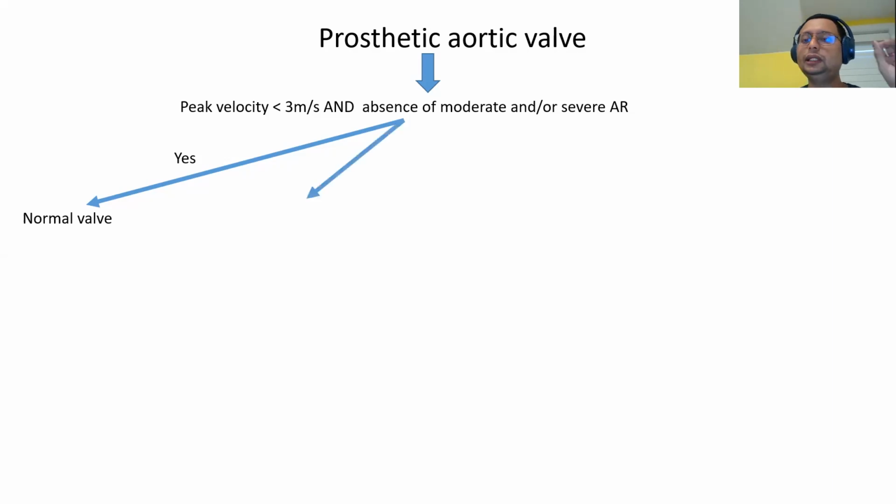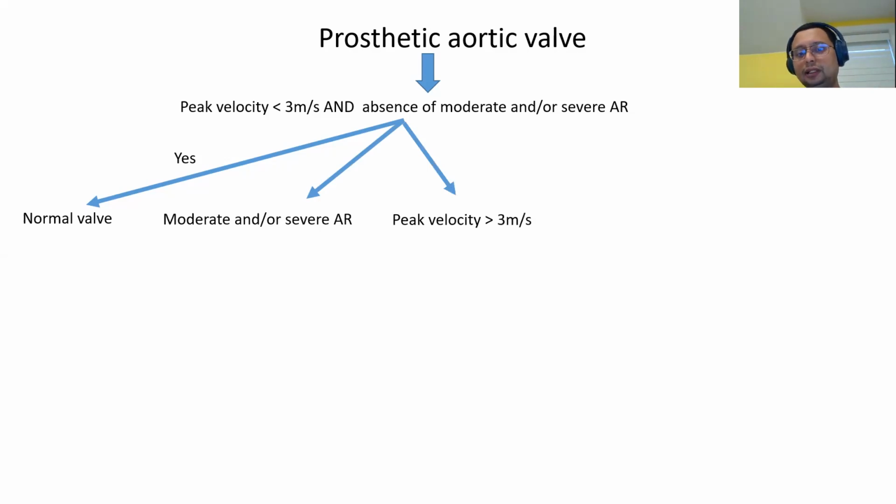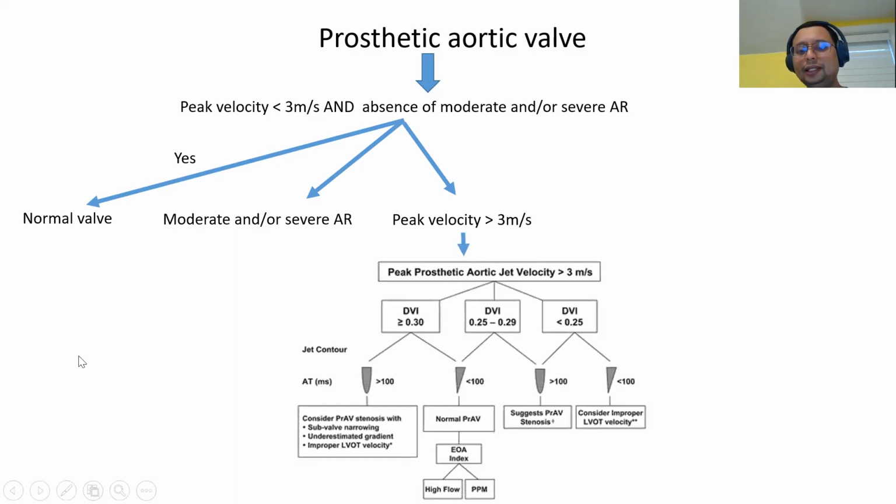Now, if the peak velocity is less than 3, but you see moderate or severe AR, then of course it is moderate or severe AR because you can see it. Now, what if the velocity is more than 3 meters per second? The American Society of Echocardiography has published a guideline for you to decide whether this is obstruction, patient prosthetic mismatch, or just high flow across the valve. Look at this algorithm. Number one, you look at the peak velocity. If the peak velocity is more than 3 meters per second, second, you look at the dimensionless index.